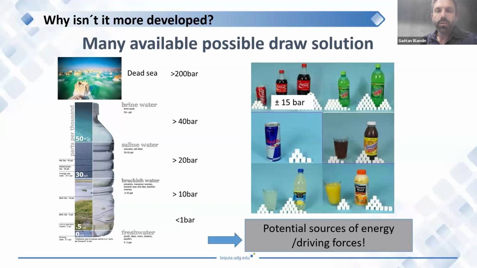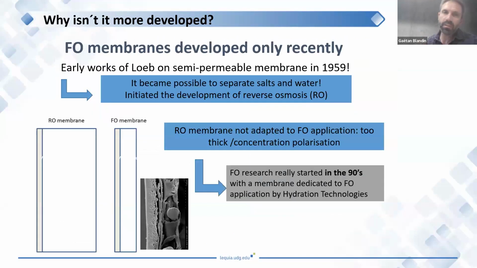So we have the driving force. We know the process is known. One of the limitations at some point was the membranes. So basically, all the work on membrane and osmotic pressure started in 1959, so quite some years ago.